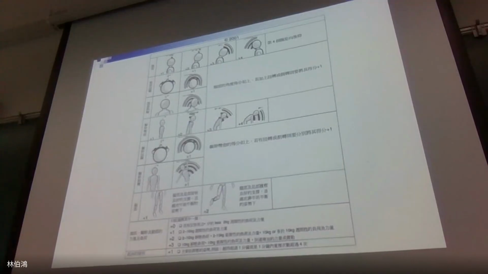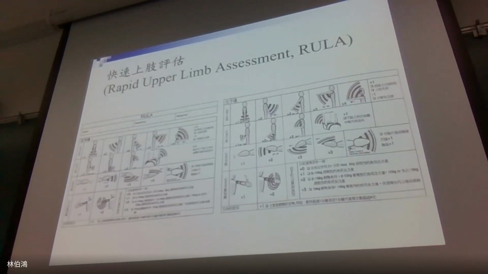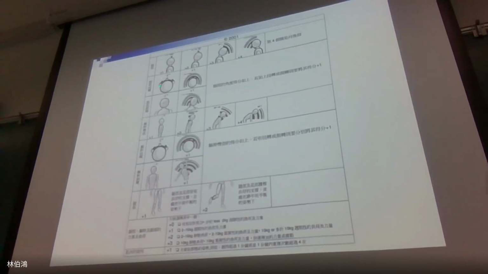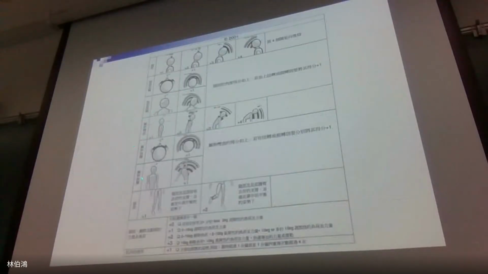It also has the evaluation for the whole body, but focused on the upper limb. It also has the neck twisted, neck lateral rotation, and your trunk bending and trunk twisted, and also your legs. But the proportion is lower. Those focus on the right and left hand, and also the trunk. So this is the evaluation for RULA.